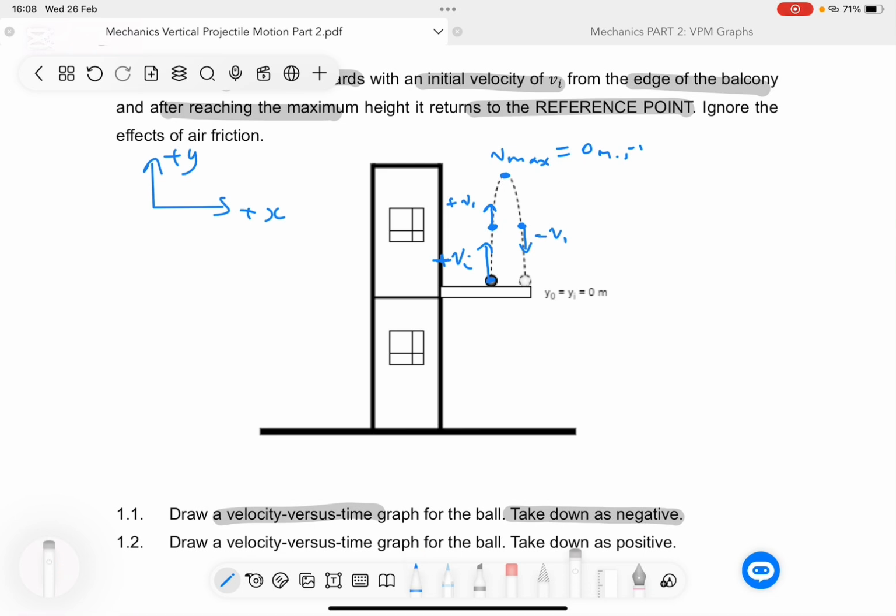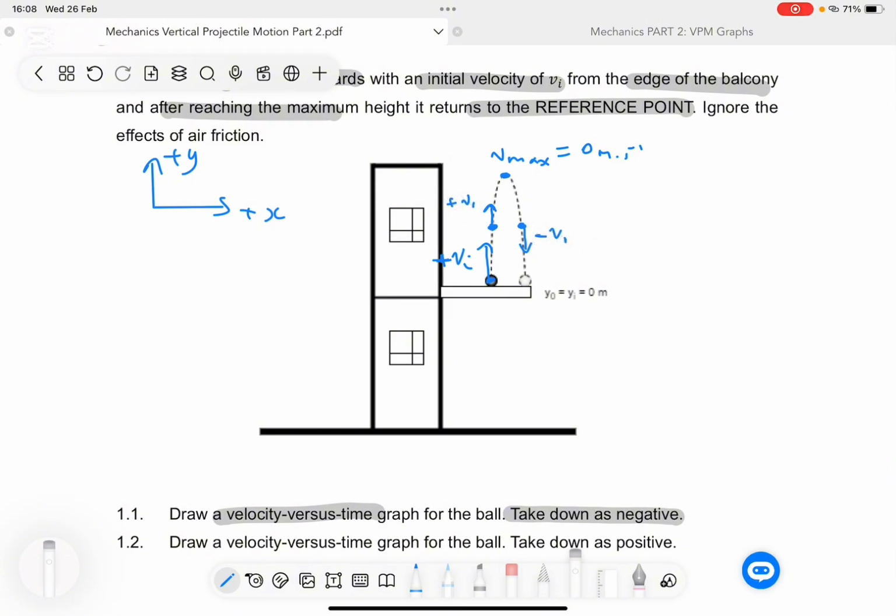So we have the same velocity when we go down as the velocity that we had when we're going up, except that the direction is now in the opposite direction. So the speed is the same here. The magnitude of the velocity is the same, but the direction is different. So the velocities are not the same.